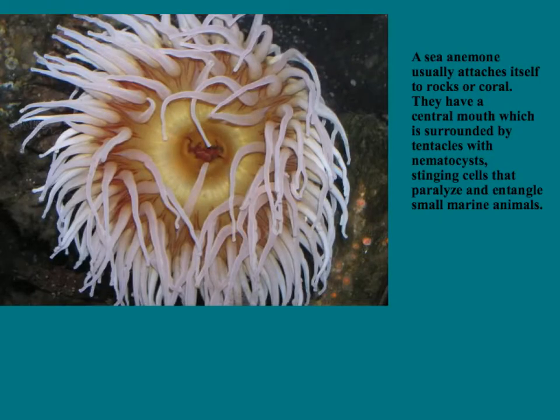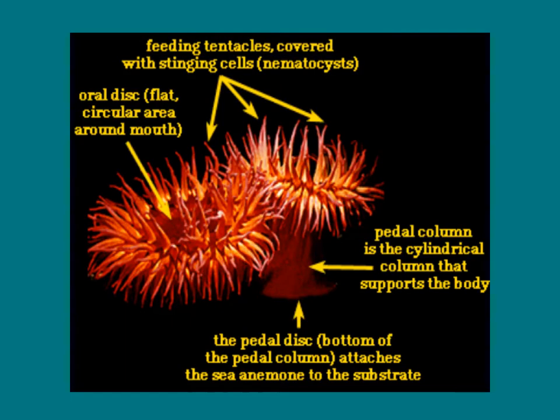The basic form, as we said, is the polyp, and it has the ring of tentacles around the central mouth opening with the digestive cavity. The tentacles have stinging cells which they use to protect themselves as well as entangle and trap prey. Additionally, they have a pedal column, pedal as in foot, and this column is extensible and contractible. It supports the body, and they have a pedal disc, which attaches to the substrate. This pedal disc can contract as well as expand, and they can glide along the surface of the substrate by expanding and contracting it, which is one of the ways that they can move.